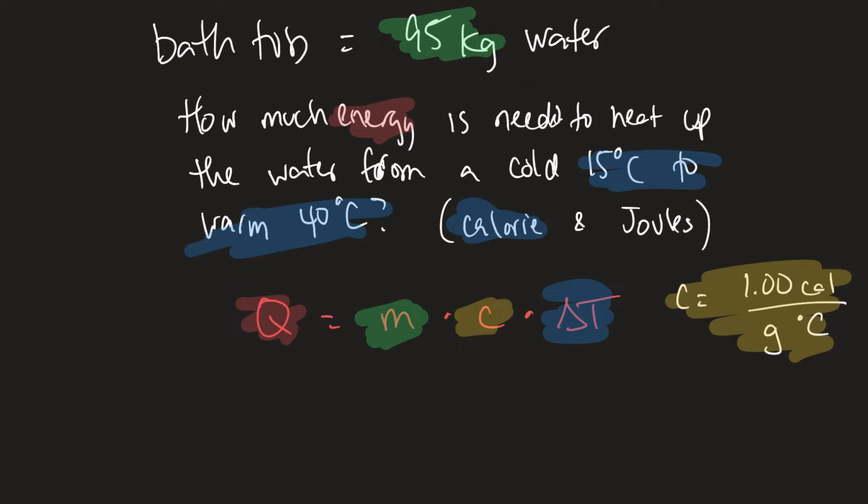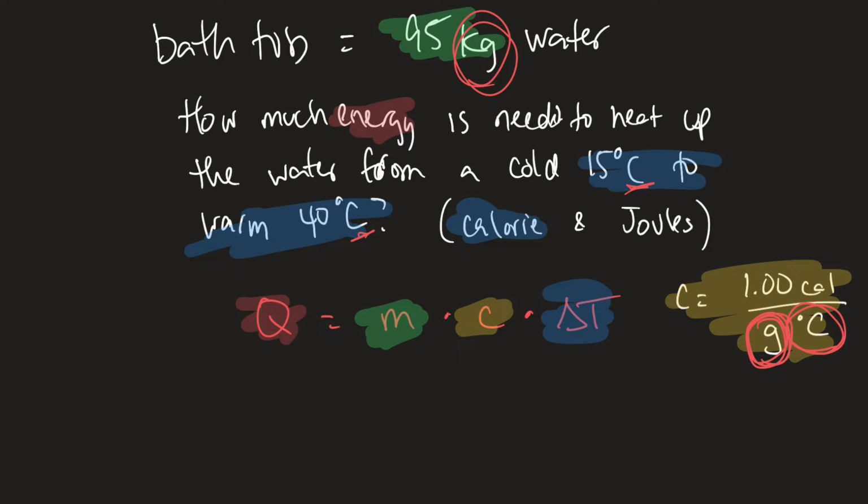Because if not, then you're really gonna mess yourself up. For example, if you notice, this is kilograms for my mass, but at the same time, in my specific heat, I have grams. So I need to change something. For my temperature, I have Celsius, and I have Celsius here for my specific heat. So that works out well.